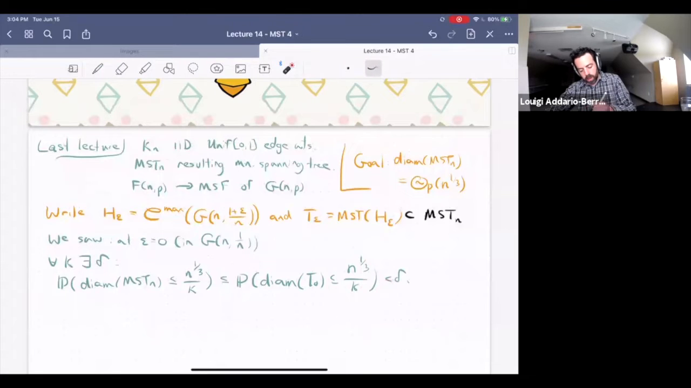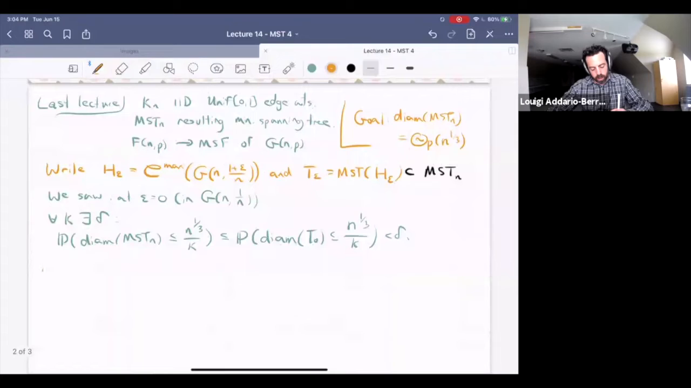For this bound, we used our understanding of the structure of a critical random graph as, roughly speaking, something that looks quite a bit like a tree of size of order n to the two thirds with a bounded in probability number of surplus edges. And then also, I'd left you with a way to start to think about upper bounds on the diameter of T_0 in terms of the diameter of the corresponding component of the critical random graph.